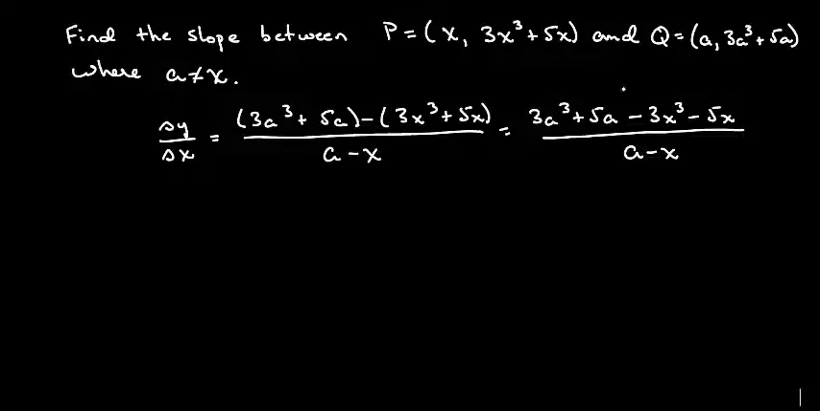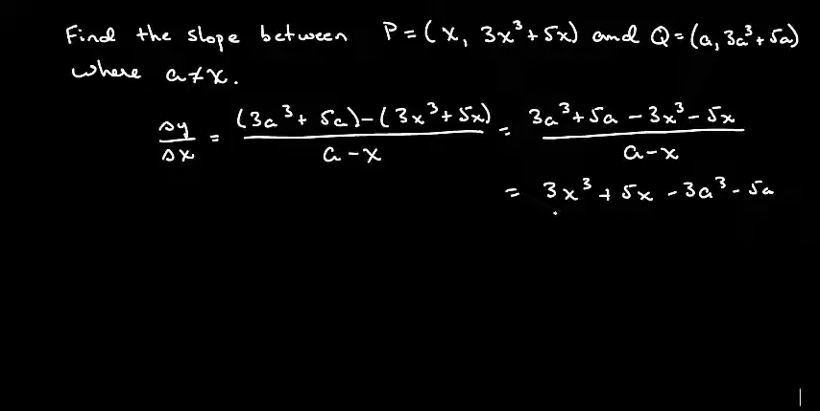That's your slope. Now, if you had put these in a different order, you would have come up with this, and these are exactly the same. If I multiply top and bottom by -1, I get the following: minus 3a to the third minus 5a all over x minus a. So these two are equivalent.